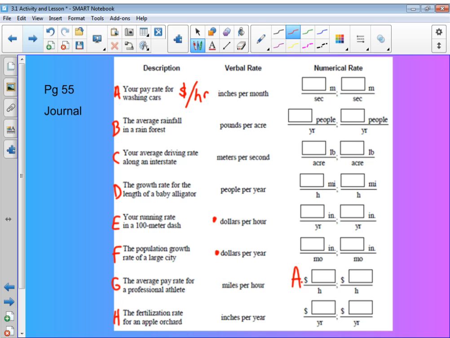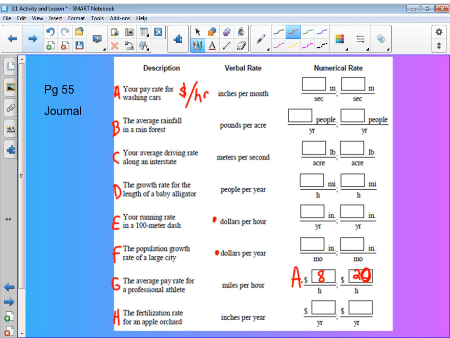And our reasonable rate, in dollars per hour, maybe we might get paid $8 per hour to do that, maybe if it's just a basic job. And if you're doing a detailed job on a car, maybe you'll get paid more, maybe something like $20 per hour. So in this last column, you're just giving an estimate of what you think somebody might make in that situation.